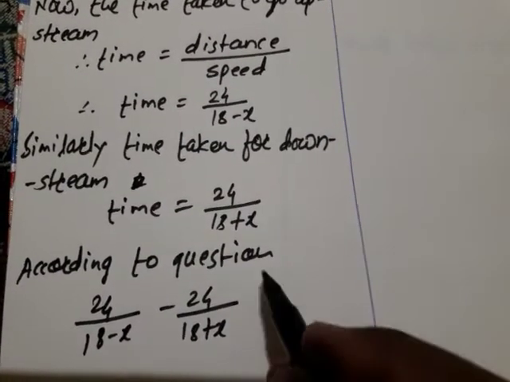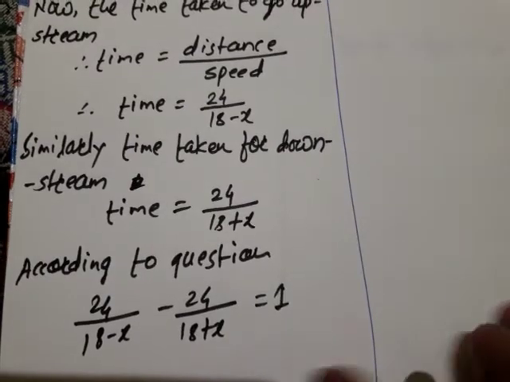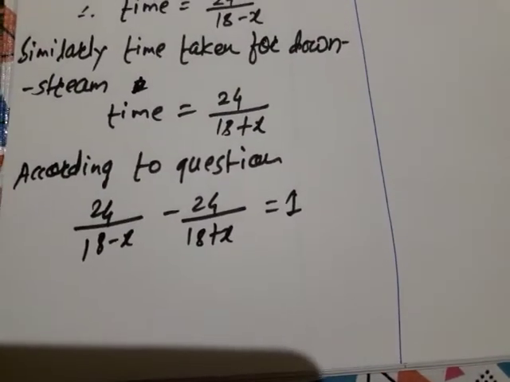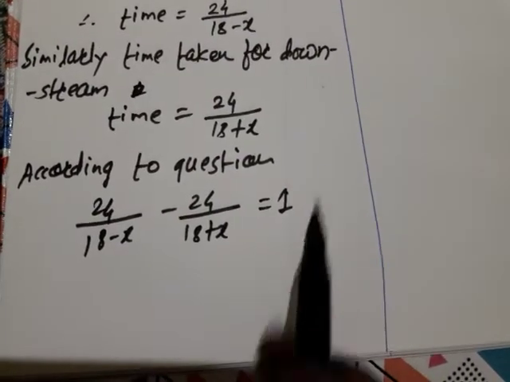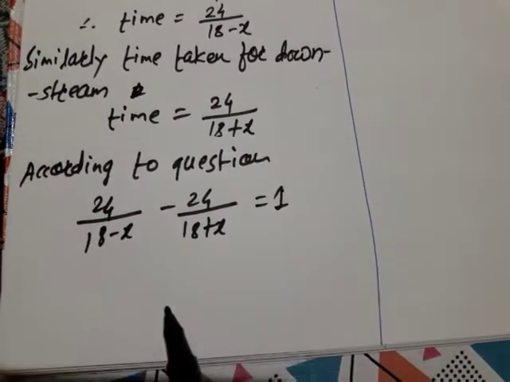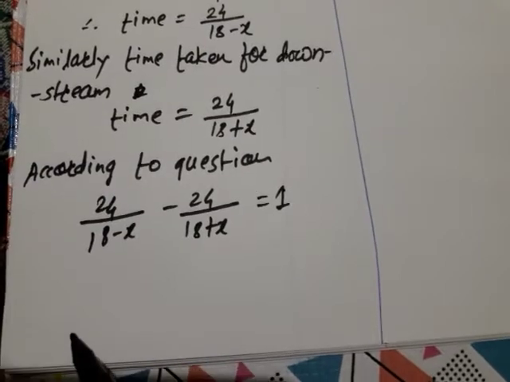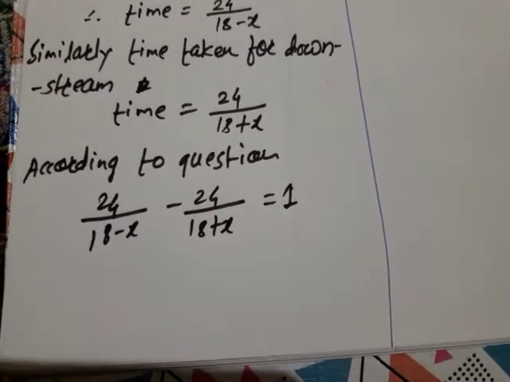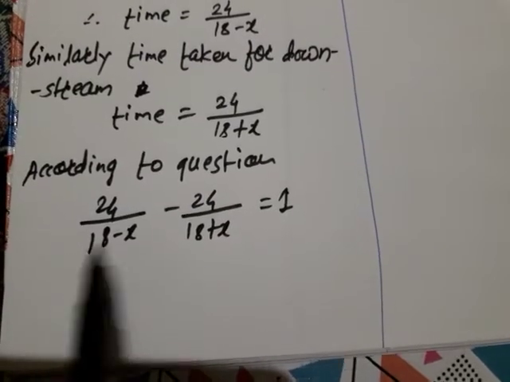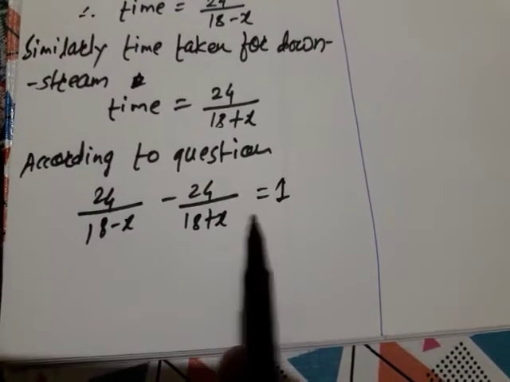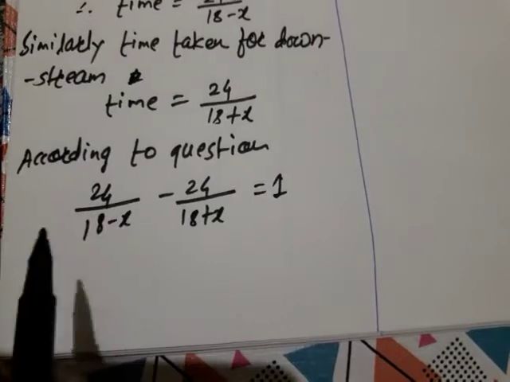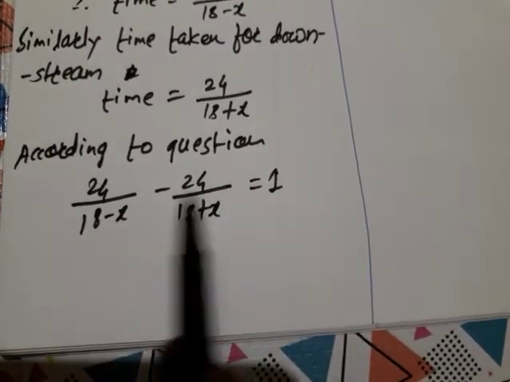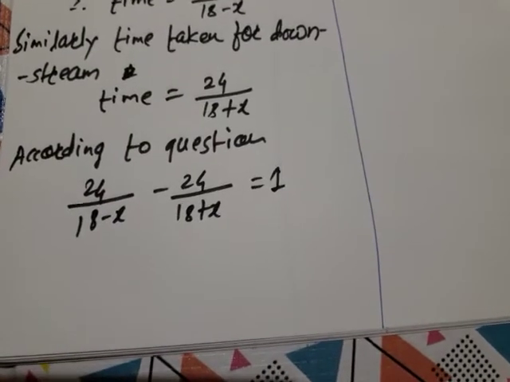Is equal to what? 1. The difference is, means the time taken while going upstream and downstream, in that there is a difference of 1 hour. Okay, now we are going to solve this. For solving, we can find the LCM, means we multiply numerator and denominator, LHS and RHS, by 18 minus x into 18 plus x. Then also it is correct.